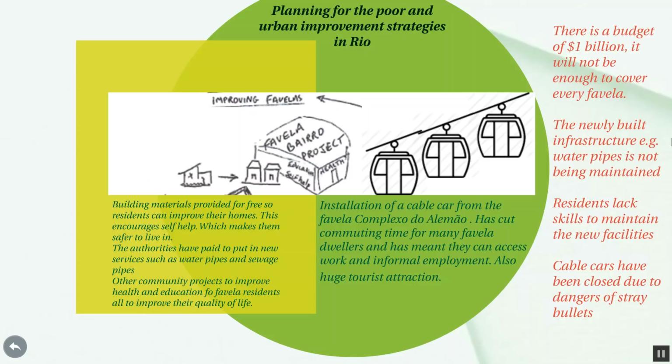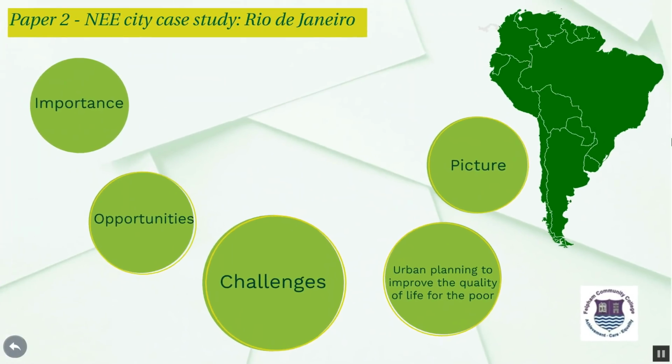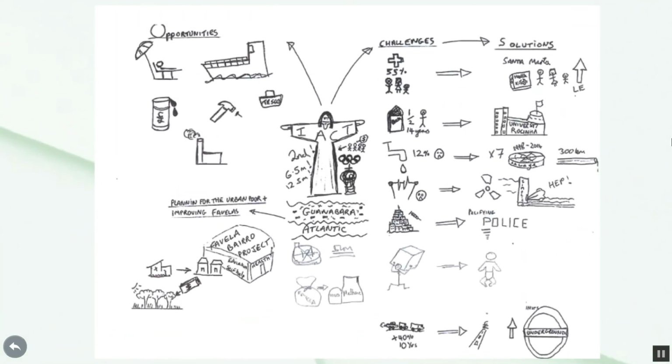So things are being done to try to improve the lives of people in the favelas. This is called the Favela Rio project. It includes self-help or site and service schemes. It includes improving access to work by installing cable cars. There are education projects, community projects and health projects. All of these things, this urban planning strategy, are being done to try and improve the lives of people. Okay, so if we move out of here, finally, we can see our overall picture.